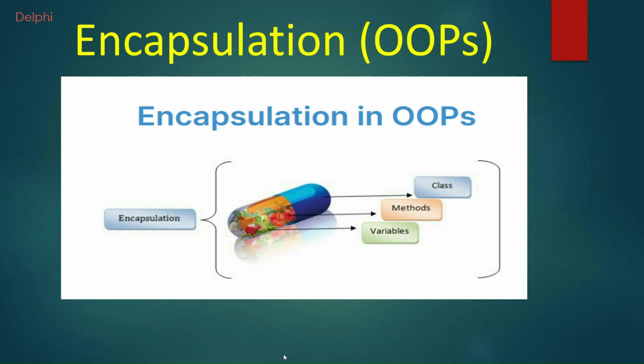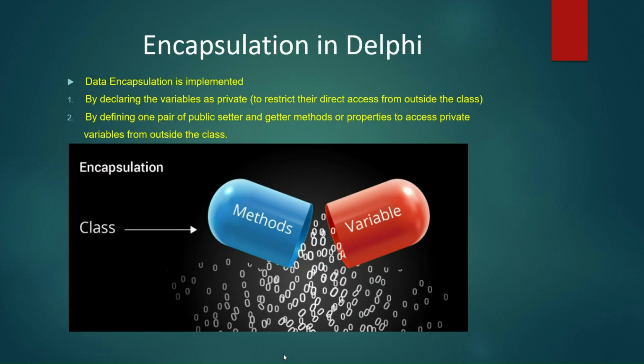In the picture, we can see the capsule that contains the variables and methods, and the overall capsule is called the class. The process of wrapping the data and the functions, or methods, that perform actions on the data in a single entity is known as encapsulation. So let's see how to implement encapsulation.